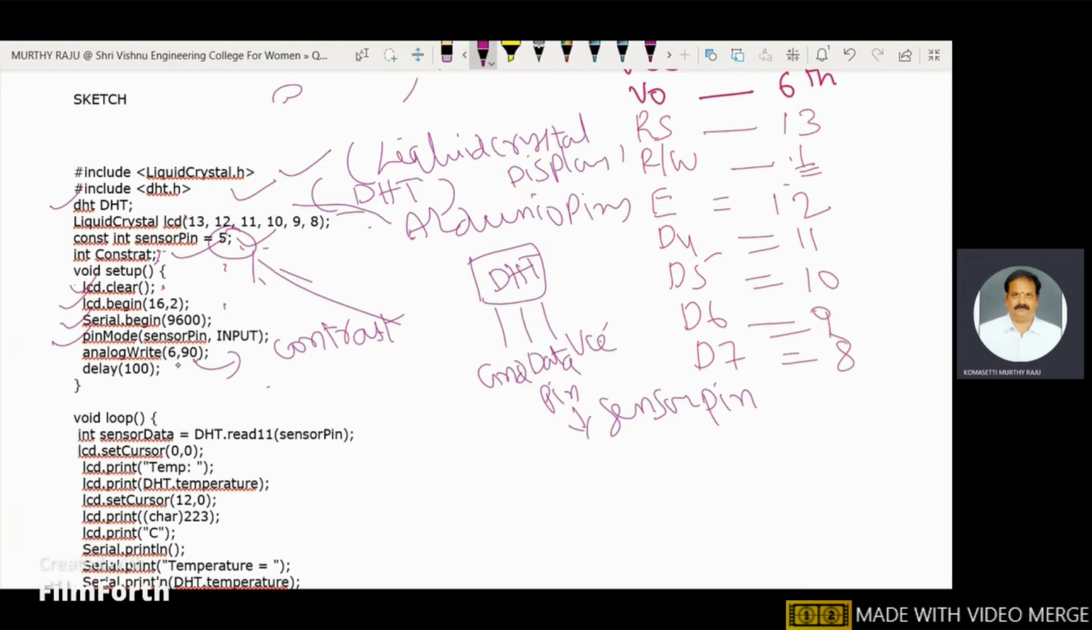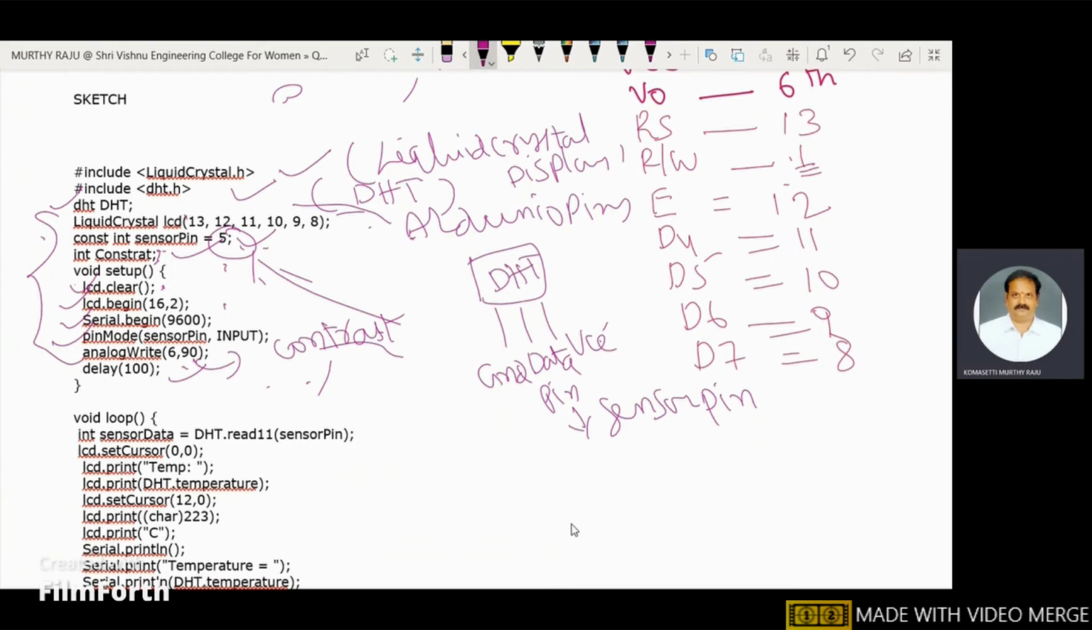The 6th pin of the Arduino board must be a pulse width modulated pin. That pulse width modulated 6th pin is connected to the LCD contrast pin. Delay is 100 milliseconds. These are some declarations for the LiquidCrystal.